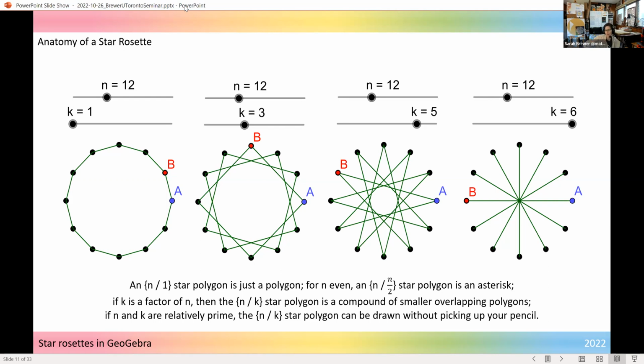If k is a factor of n, or they share a common factor, then you're going to form a polygon or a star polygon that's a subset of the number of vertices that you start with. So for example, this 12/3 star polygon up here, you can see that it's a composite of 3 squares. So it's this idea that lives in the middle of these star rosette patterns.